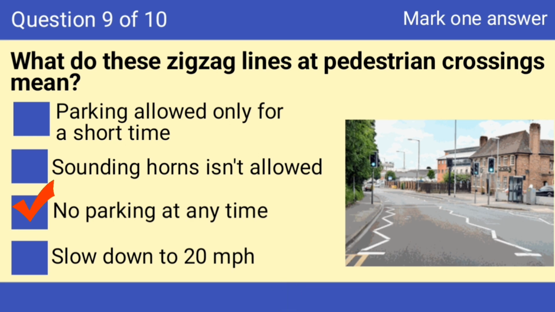The correct answer is no parking at any time. Explanation: the approach to and exit from a pedestrian crossing is marked with zigzag lines. You mustn't park on them or overtake the leading vehicle when approaching the crossing. Parking here would block the view for pedestrians and approaching traffic.